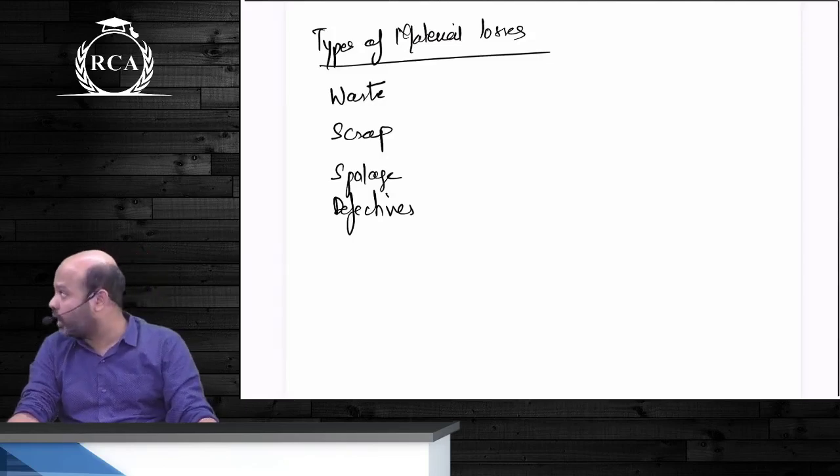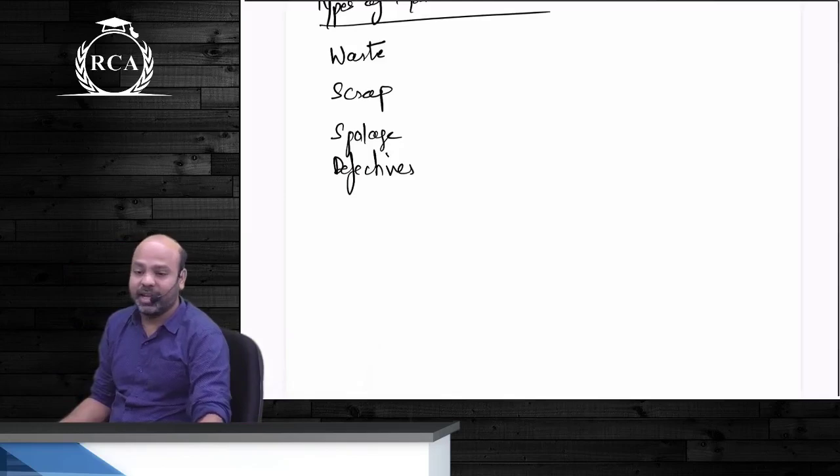Next, coming to spoilage and defectives. Any material that cannot be rectified is called spoilage. Any material that can be rectified is called a defective. That's the basic difference.